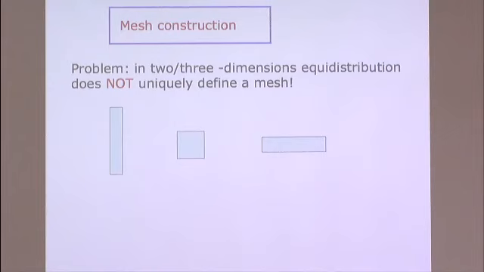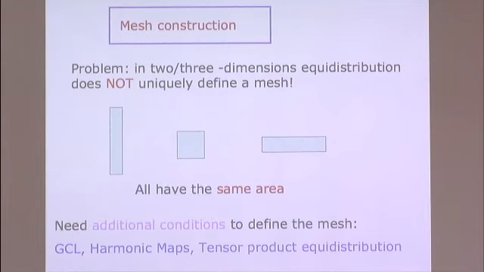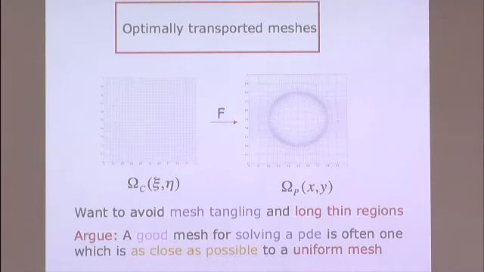And one of the results of that is that when you look at the moving mesh literature, there's really quite a lot of methods out there competing for your attention. And here are just a few of them. The GCL method, harmonic mesh maps, tensor product equidistribution, the Winslow method, and things like that. There's quite a lot of literature out there. However, I think there's a good and sensible way of closing the system, and that's to use what we call optimally transported meshes.